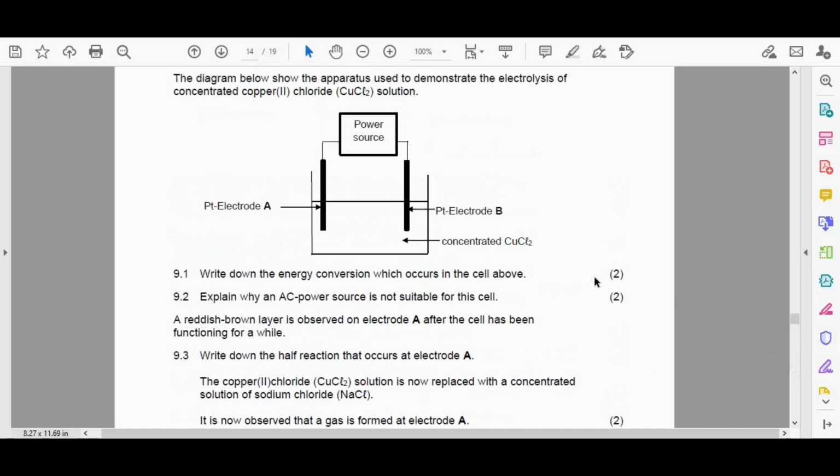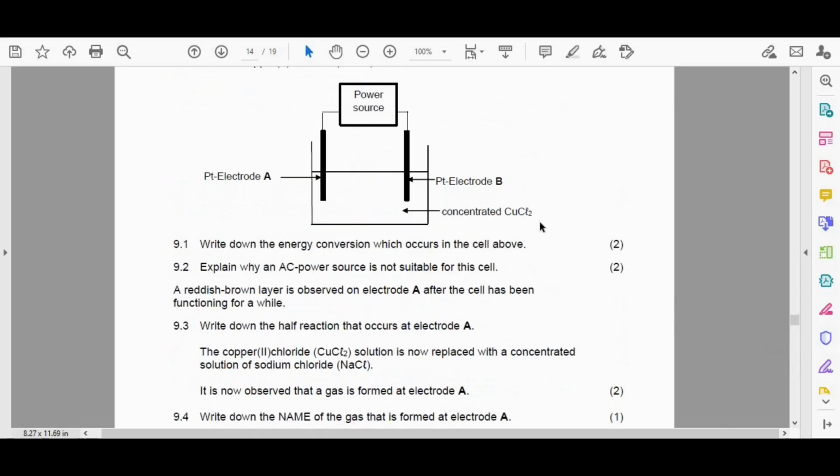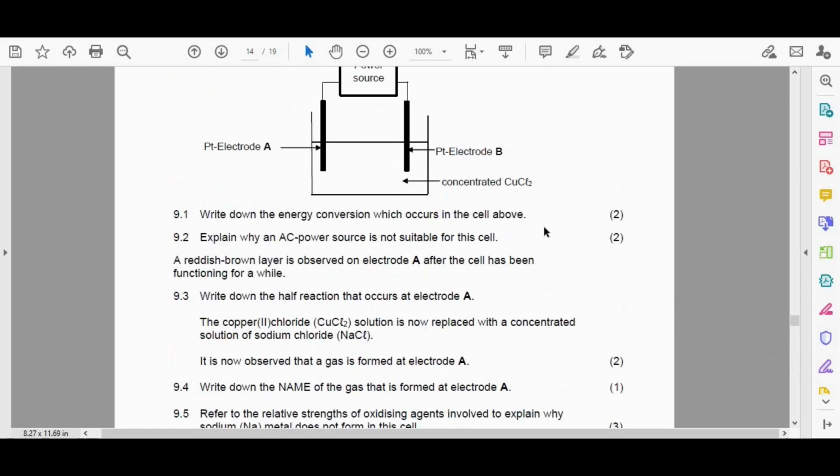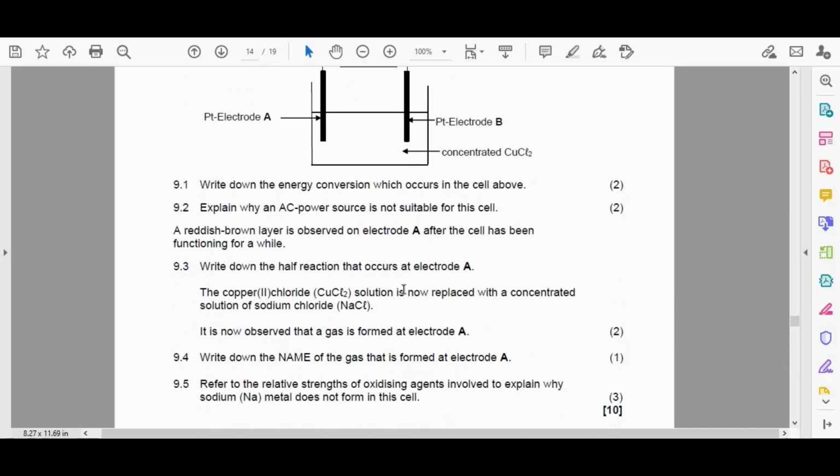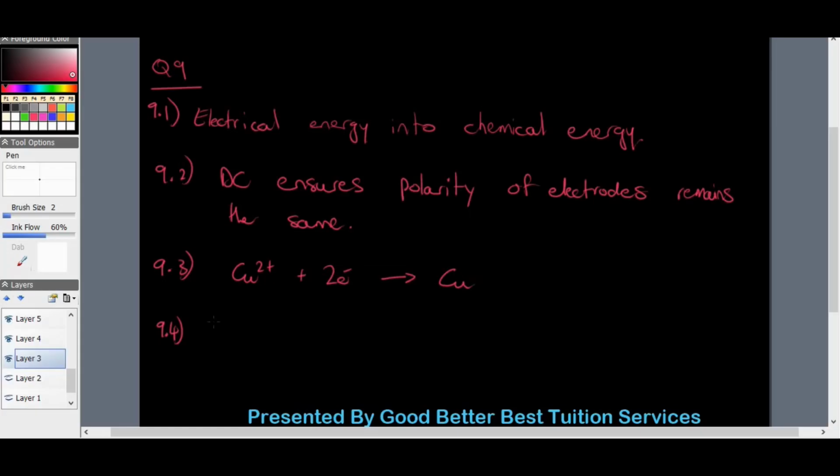Was there anything else in the question above? No. And now we need to have a look. Because it's now replaced in a solution, that means it's mixed with water. The gas is formed at electrode A. Write down the name of the gas formed at electrode A. When this occurs, the gas that would form would be hydrogen gas.